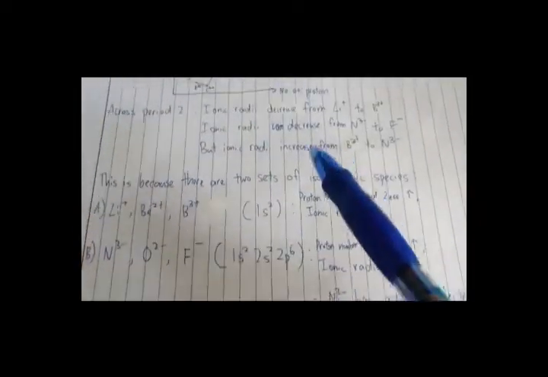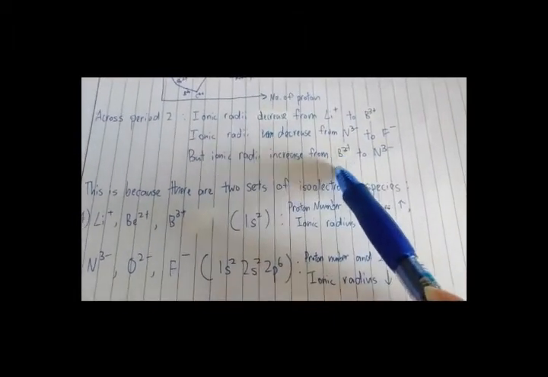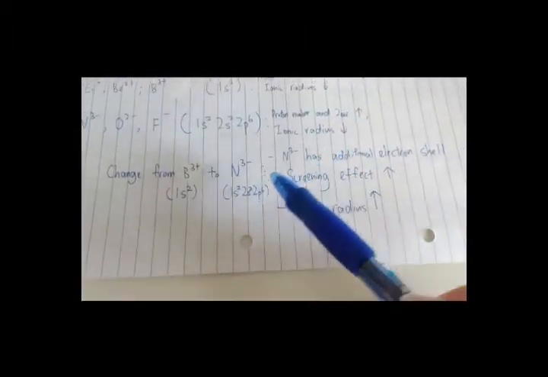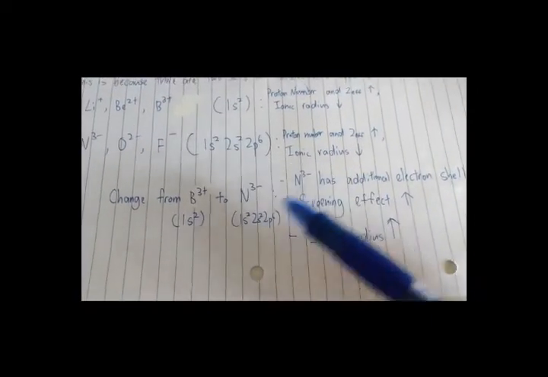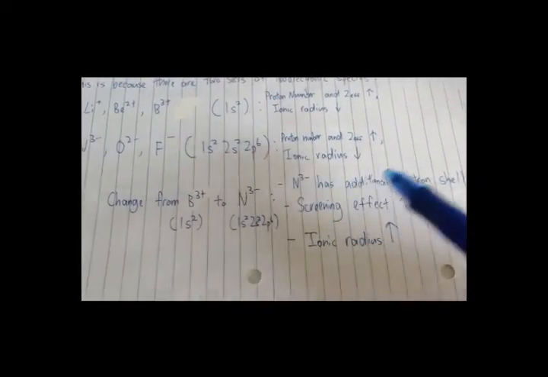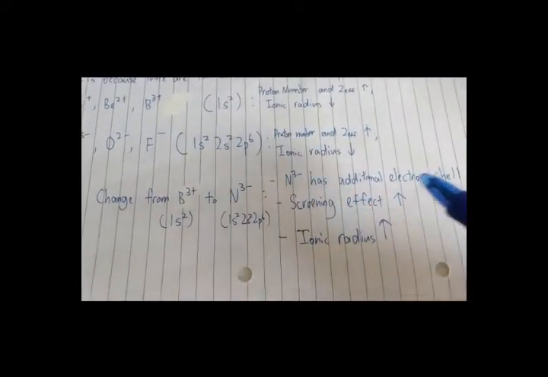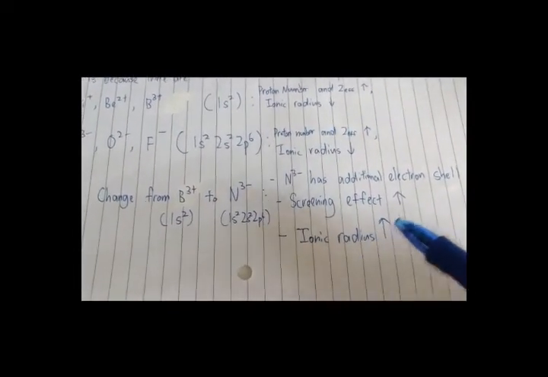So how do we explain the sudden increase from B3 plus to N3 minus? By comparing their electronic configuration, we can see that the N3 minus ion has an additional electron shell, 2s2 2p6. Thus, the screening effect increases, so the ionic radius will increase.